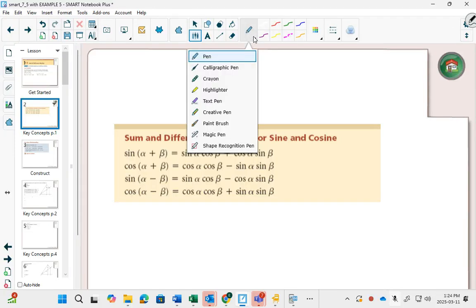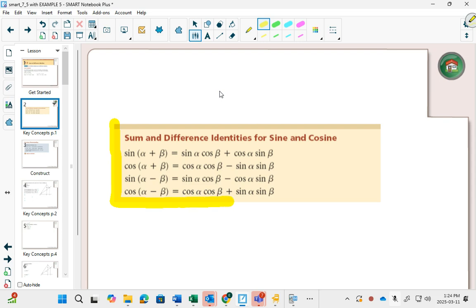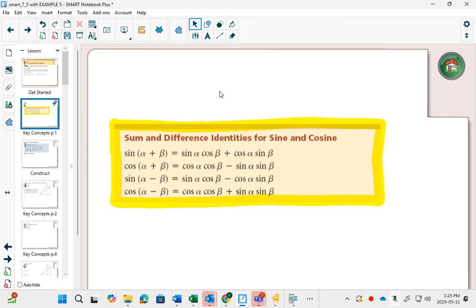Take your highlighter and put a highlighter around this box. These are a new set of formulas that we're going to be able to use, and they're on our formula sheet. We're not going to take the time to prove these in class. If you want, you can search on the internet and find out why it is that if you have two angles added up, this happens. And it is not what you would expect.